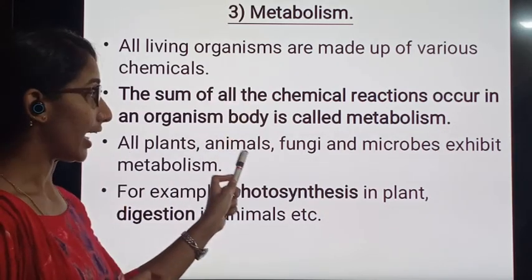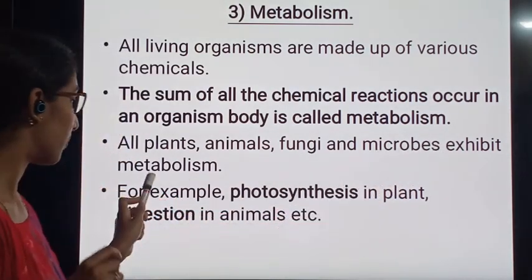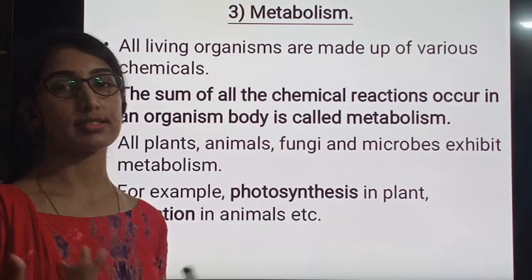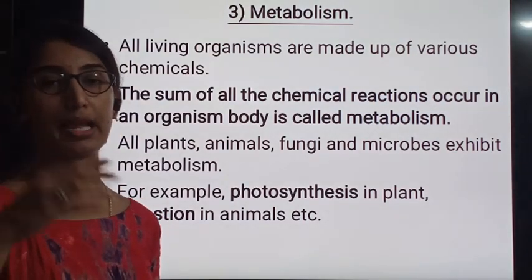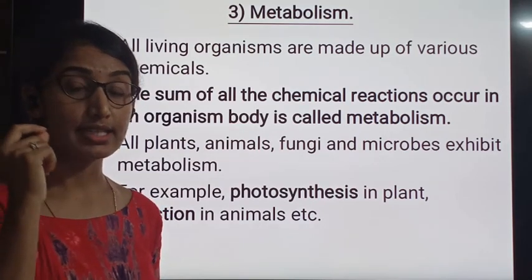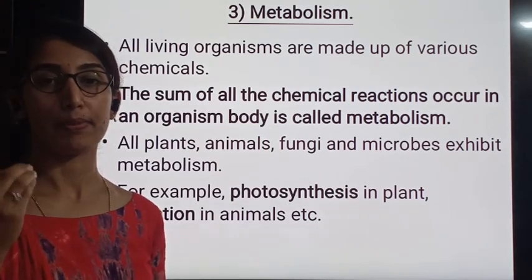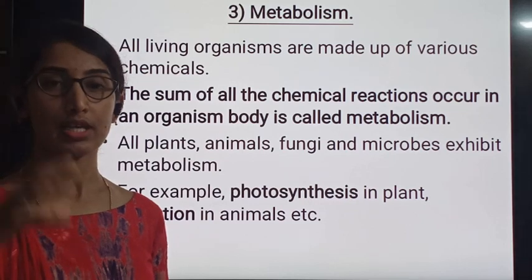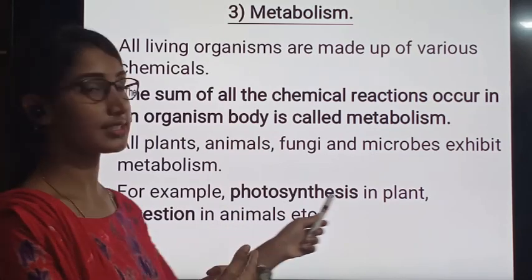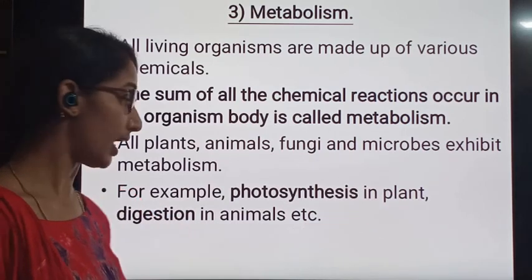Let me take an example so that we can easily understand what metabolism is. All plants, animals, fungi and microbes, all organisms exhibit metabolism. For example, photosynthesis in plants. Photosynthesis is food production within the plant body using many raw materials. It takes place by the action of chemicals. Chemical reactions are taking place in photosynthesis, so we can take photosynthesis as an example of metabolism in plants.